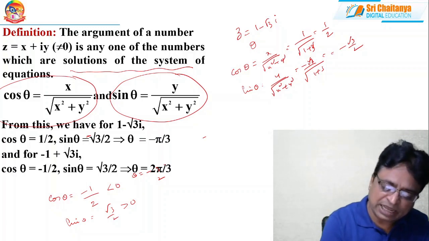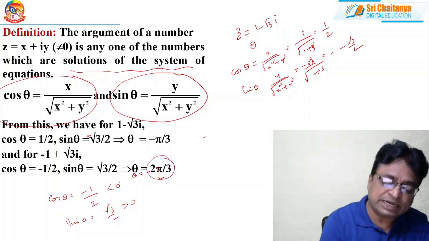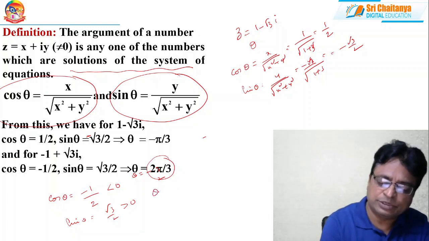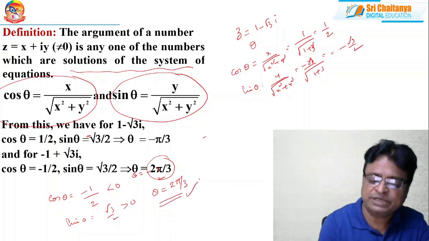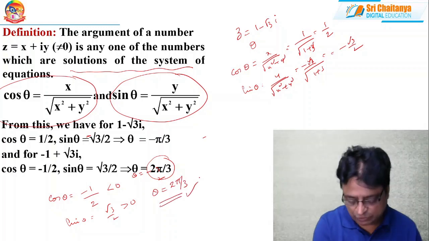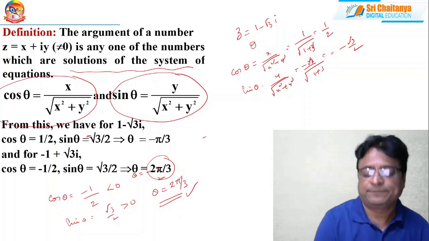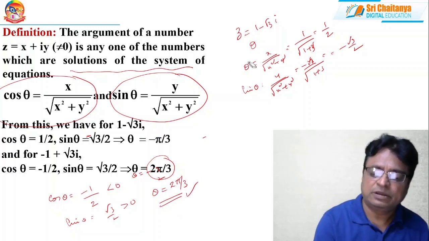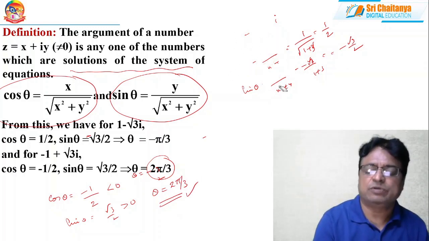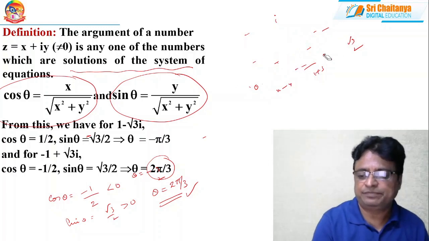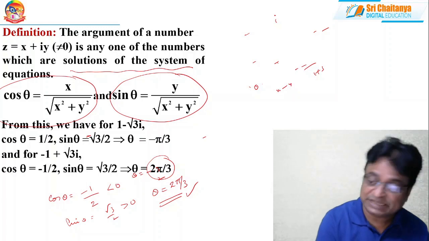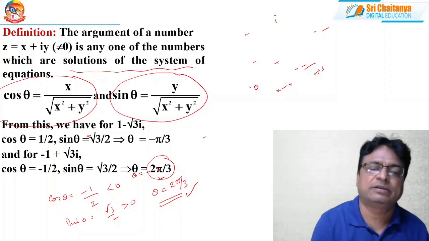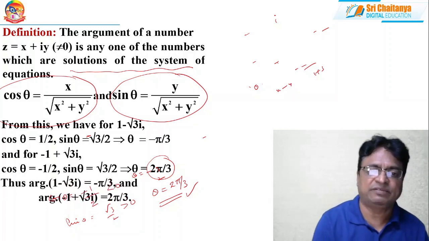So, for what angle in the second quadrant do we get cos theta as minus 1 by 2 and sin theta as root 3 by 2? That is possible for theta is equal to 2 pi by 3. So, my friends, here theta is equal to 2 pi by 3 is what? The argument of the complex number z is equal to minus 1 plus i root 3. This is about the argument of the complex number. This is the methodology to find the argument of a complex number if any z is given to you.